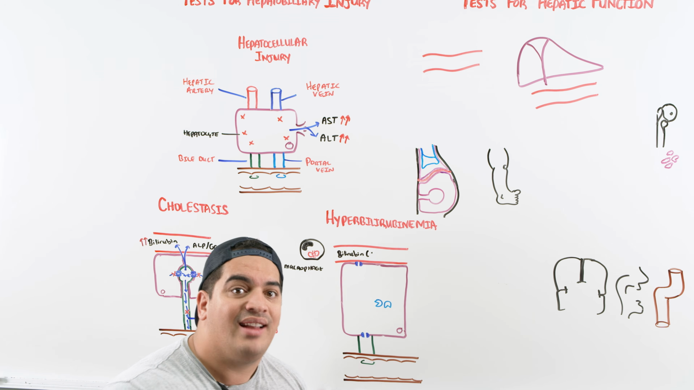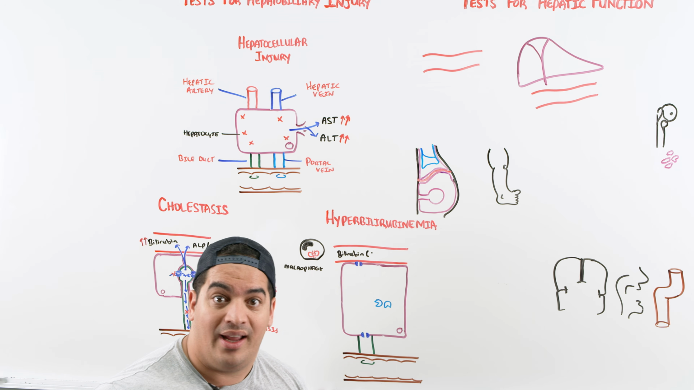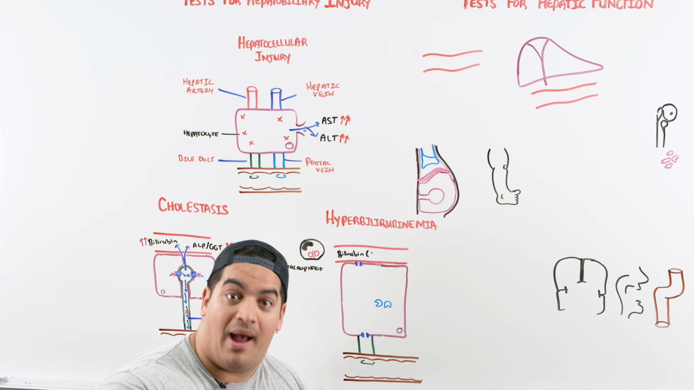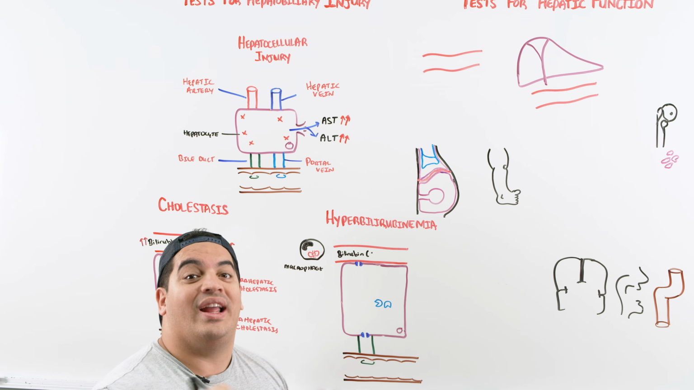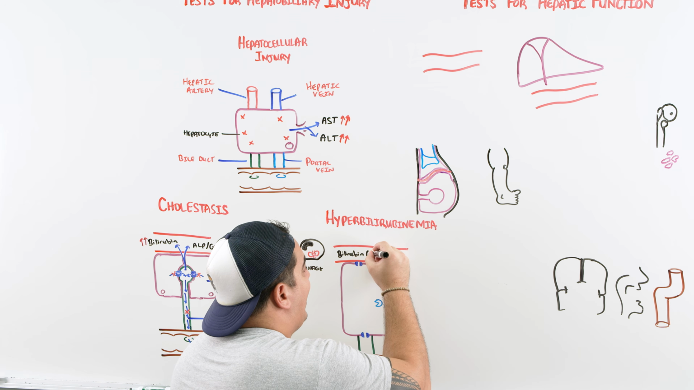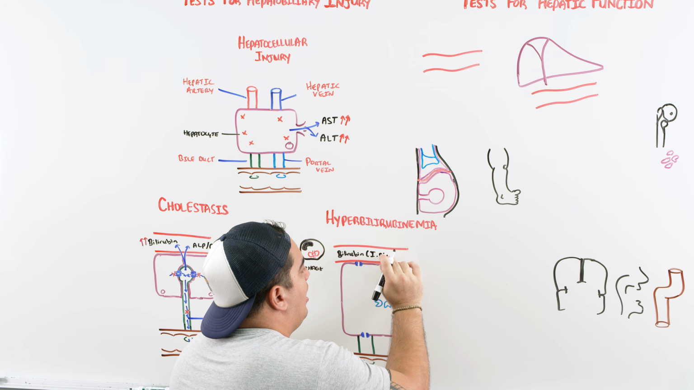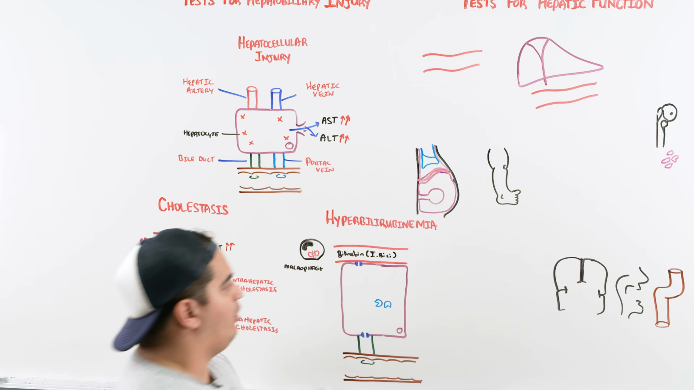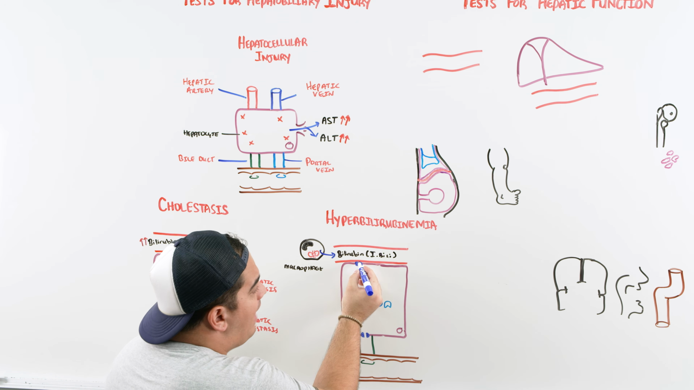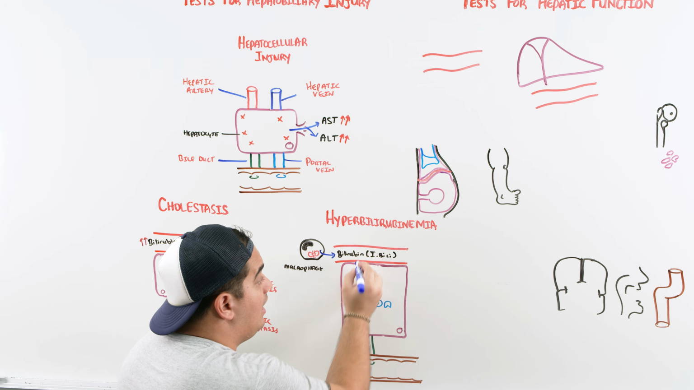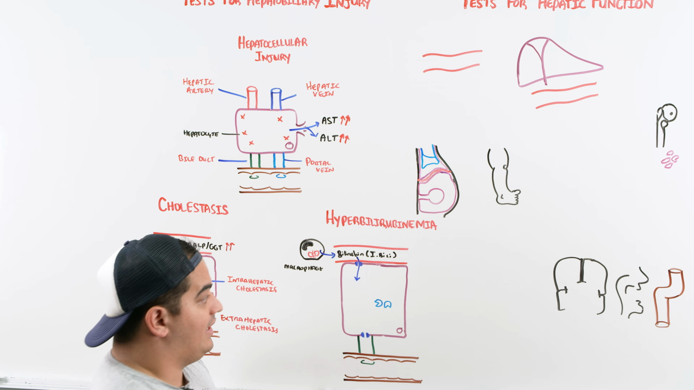One, we call it unconjugated, meaning it's not bound to glucuronate, or it is conjugated, meaning it's bound to glucuronate. This one is not, so it's called unconjugated or indirect bili. I'm going to put I-bili, which is just a fancy way of saying this is unconjugated bilirubin. This is released from the macrophages. From the macrophages, it gets to the hepatocytes and is taken into the hepatocytes.